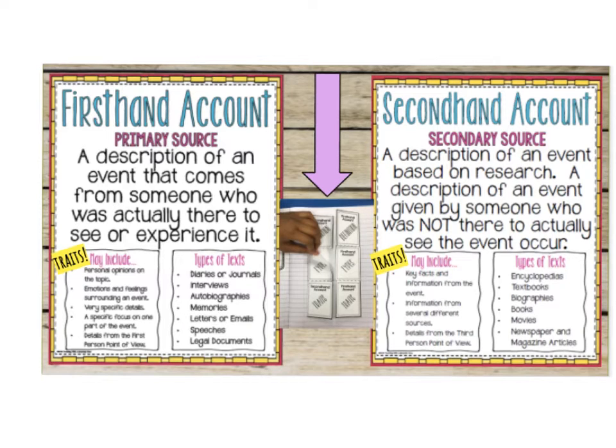This is not new information, and I just want to remind you of what we've already glued in to help us. So once again, a first-hand account sometimes is called a primary source, a description of an event that comes from someone who was actually there to see or experience it. And then a second-hand account, a secondary source, a description of an event based on research, given by someone who was not there to actually see the event occur. And then you can see there's some examples, and once again, if those are too small on your screen, you have them in your interactive notebook.